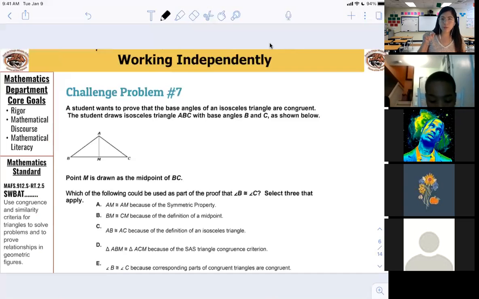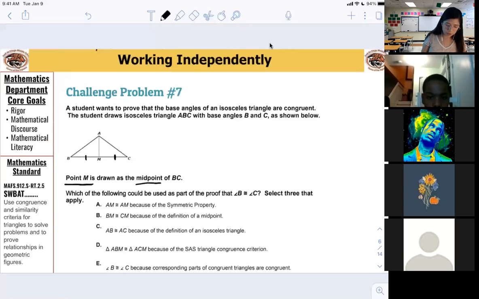Okay, so we kind of started this one on Friday, but we didn't finish it as far as I remember. So I want to do it again. So I know that point M is the midpoint. What does that mean I can label? If point M is the midpoint, what can I label on my diagram? That BM is congruent to MC.